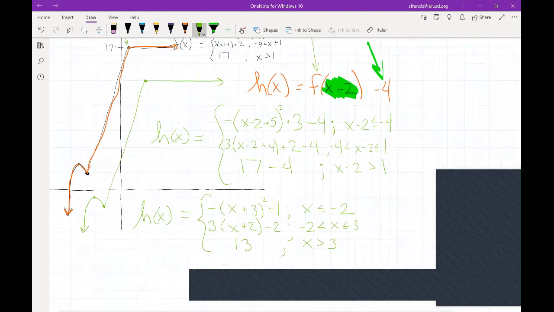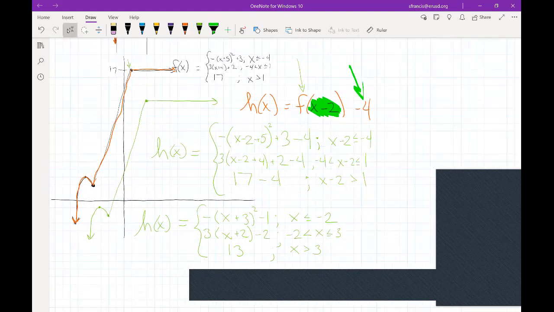And if you look at the green graph, things kind of match up. If we take a parabola, the parent graph shifted over 3 units to the left, 1, 2, 3, flip it over and then move it down 1. Yeah, we get that picture right there. And it does start at negative 2 or end at negative 2, depending on how you want to look at it, from negative infinity to negative 2. And then we get the linear portion, and then we got 13 from there on. So it looks the way it's supposed to look.